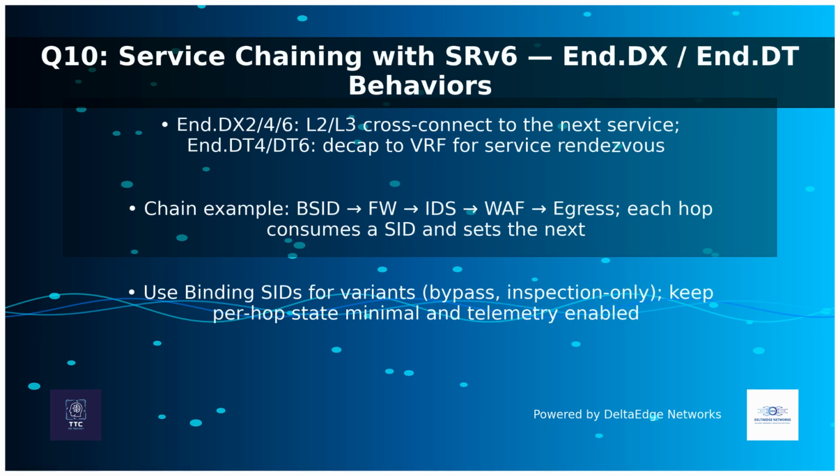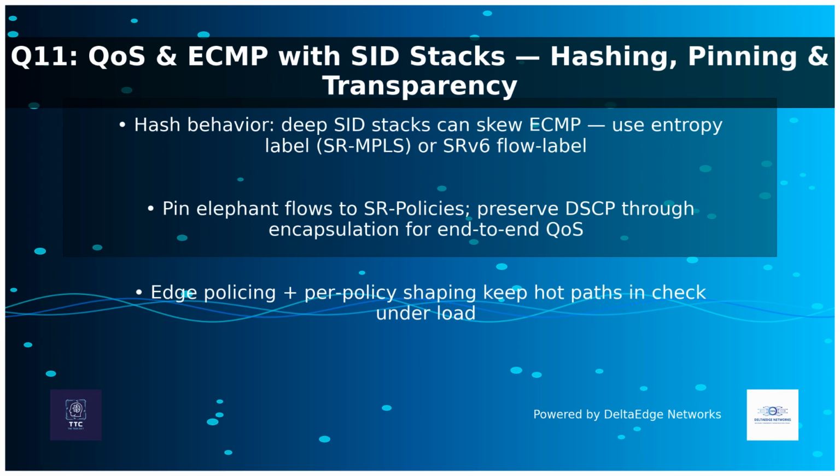Question 10. Service chaining with SRv6, End.DX, End.DT. For chaining, End.DX2 and End.DX6 cross-connect to the next service, End.DT4 and DT6 decap into a VRF. A typical chain, BSID, firewall, IDS, WAF, egress. Each hop consumes a SID and sets the next. Use BSIDs to publish bypass or inspection variants and keep per hop state minimal. Telemetry on every hop.